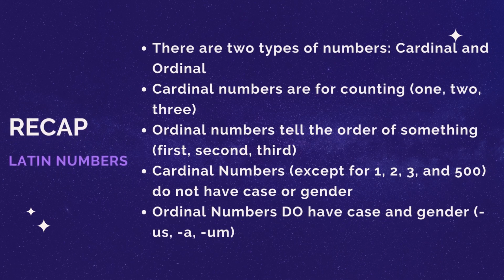Okay? So now let's just do a quick recap to end the video. So for Latin numbers, we talked about how there's 2 different types, cardinal and ordinal. The cardinal numbers are for counting. So it's basically 1, 2, and 3, right? And so on in English. The ordinal numbers are telling you the order of something. So 1st, 2nd, 3rd, and down the line. The cardinal numbers do not have case, number, and gender except for the numbers 1, 2, 3, and 500, which is why you probably didn't learn Latin numbers at the beginning of your Latin career because they're a little tricky. The ordinals do have that case and gender, right? So they're using 1st and 2nd declension, us, a, um adjective endings. So they're doing different things, cardinals and ordinals, and they actually look different.